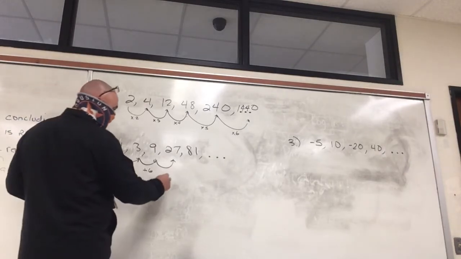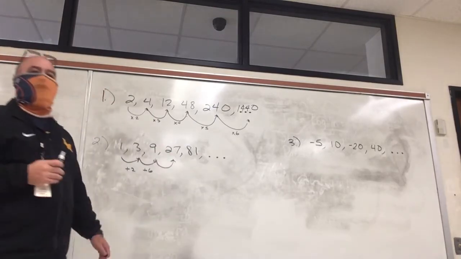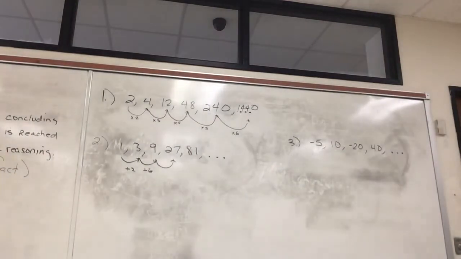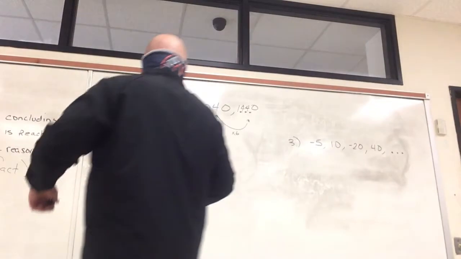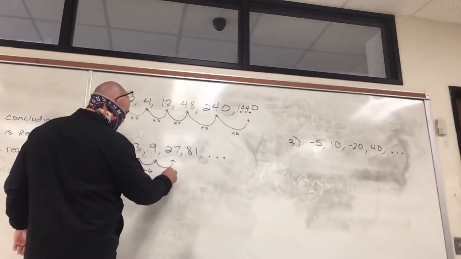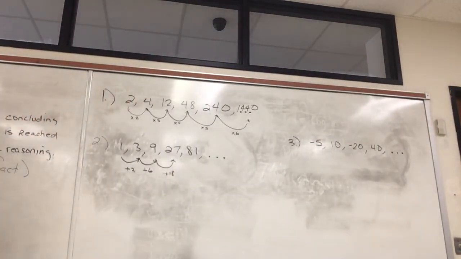Wait, what do you do? 27 minus 9 is what? Here, I'm going to grab the calculator. You get 18? Yeah. 18. You see a pattern there? No. You don't see a pattern, do you?